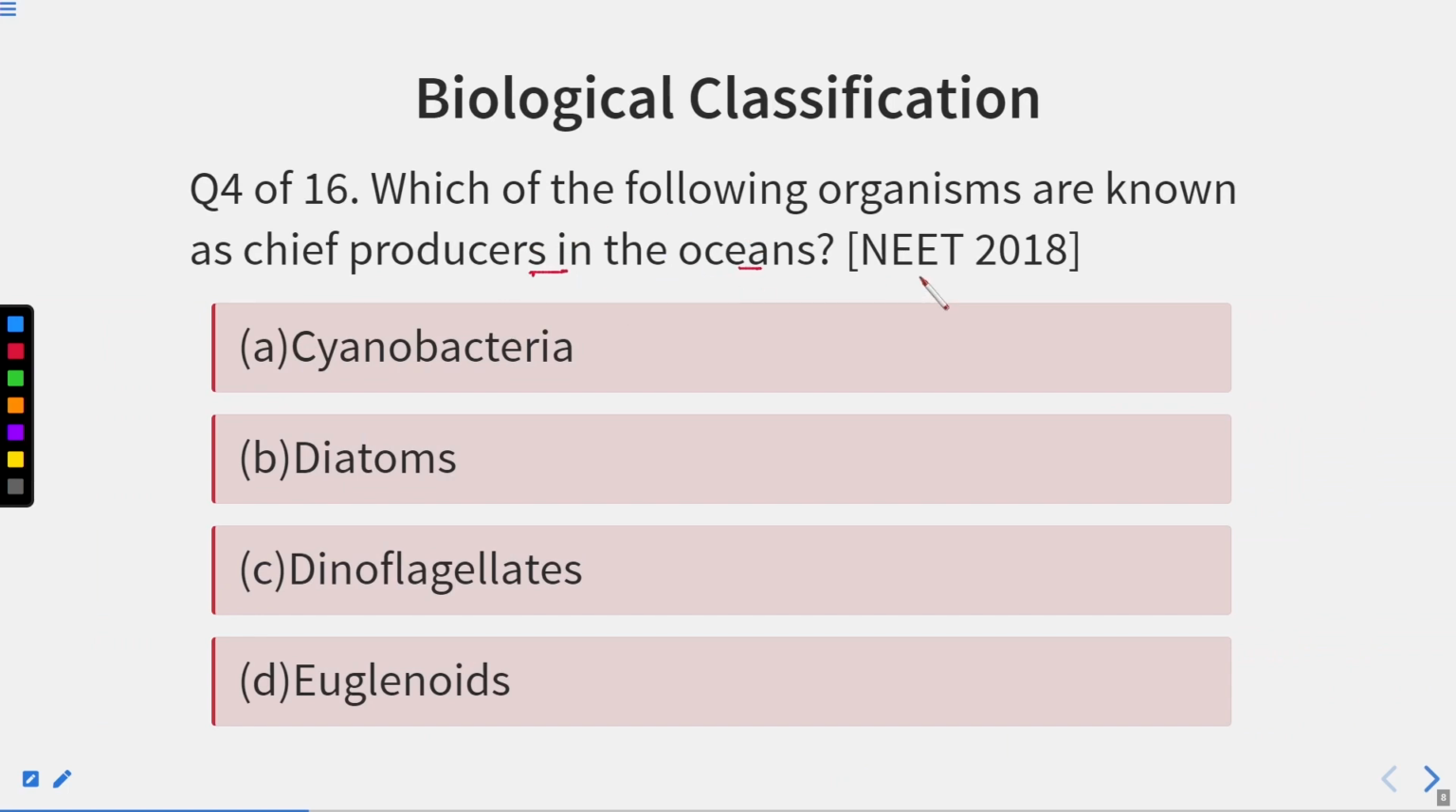Okay, so this has come in NEET 2018. First option is cyanobacteria, second option is diatoms, third option is dinoflagellates, and fourth option is euglenoids. Okay, so cyanobacteria, also known as blue-green algae, produces oxygen and carries out photosynthesis, but it is not a chief producer.